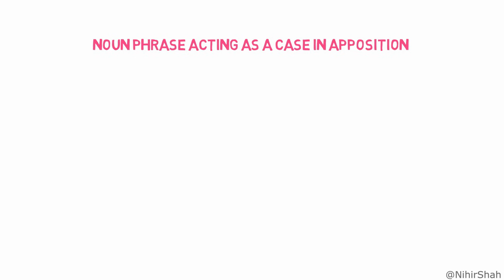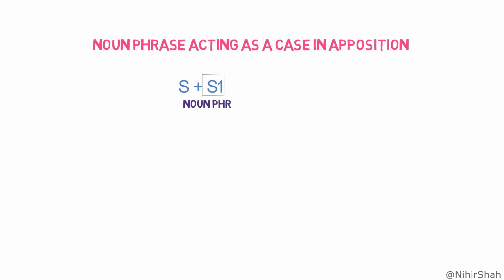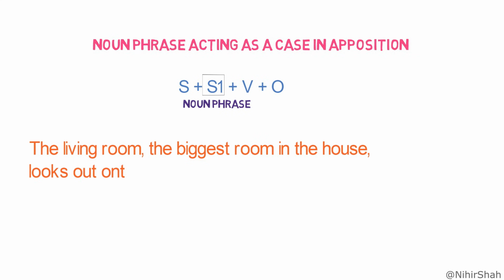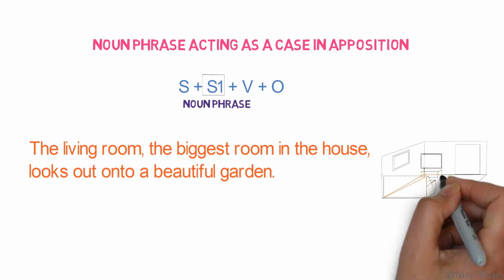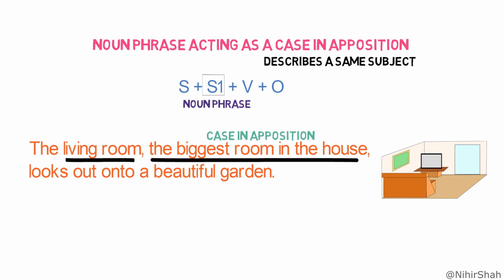Now, let's look into an example where a noun phrase is used as a case in apposition in the sentence. The sentence structure would be subject plus subject 1, which is a noun phrase, plus verb plus object. For example, the living room, the biggest room in the house, looks out onto a beautiful garden. Here, the phrase the biggest room in the house is giving more information about the same noun living room. So, it's a case in apposition. In this way, a noun phrase can act as a case in apposition in the sentence.